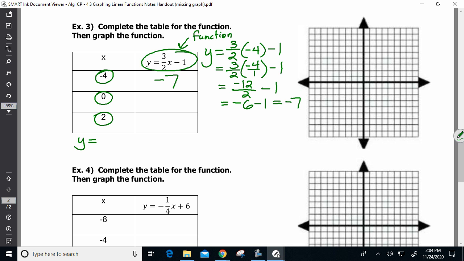Let's plug in 0. Ooh, I like 0. What's anything times 0? Sarah? 0. Anything times 0 is 0. 0 minus 1, -1. You should always love multiplying times 0, because anything times 0 is 0.